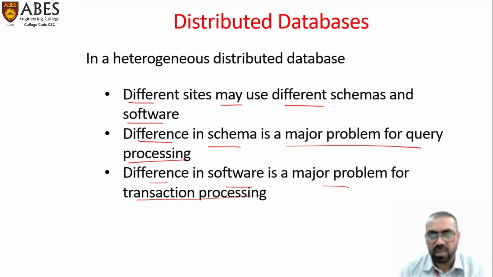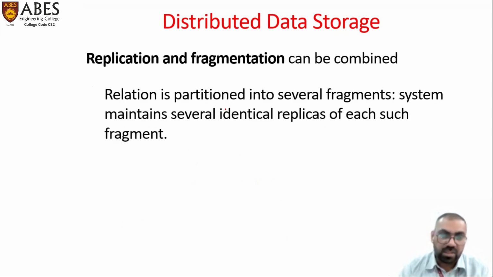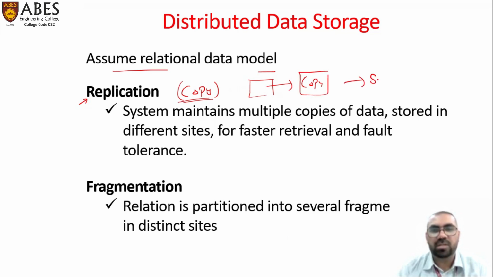Now, how do we store it? When we talk about distributed data storage, we assume a relational model. So we are making a replica of it, a copy of something. We have a system here, we copy it and put it somewhere in a system in a different geographical location like this. So the system maintains multiple copies of our data.